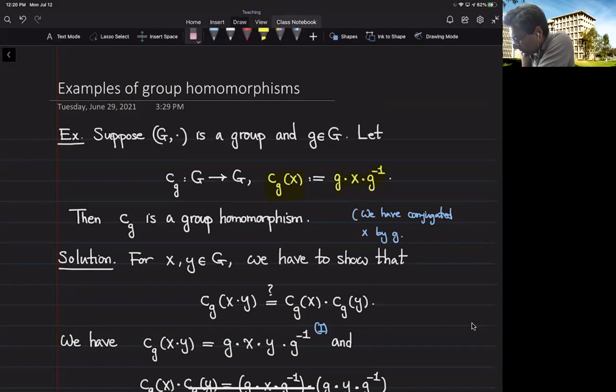So let's write it over here. A conjugate of x.